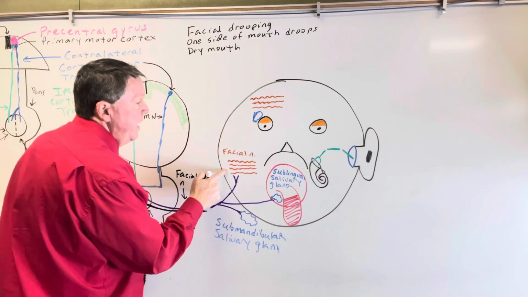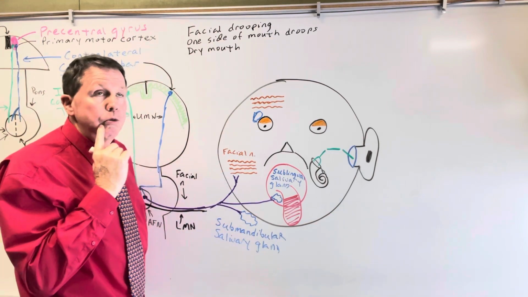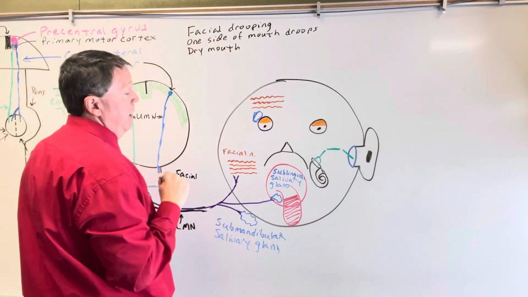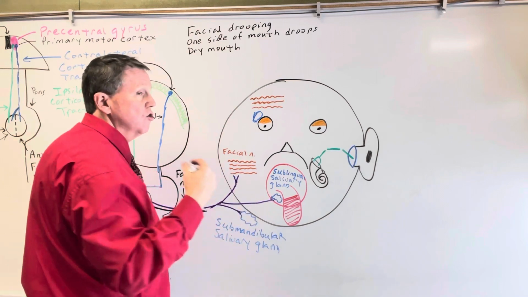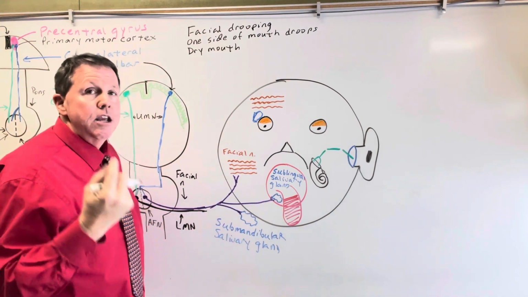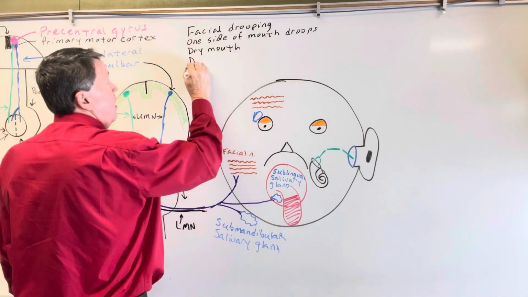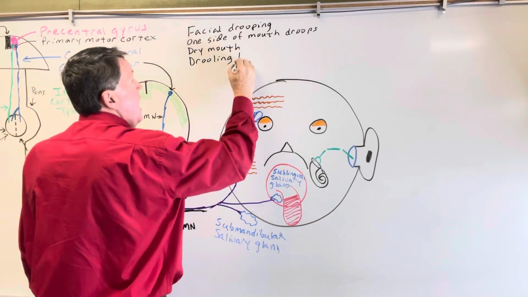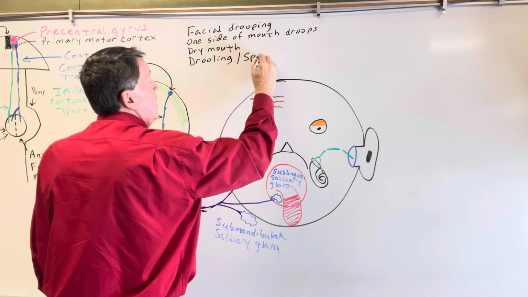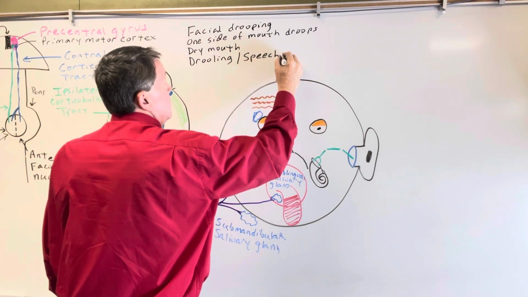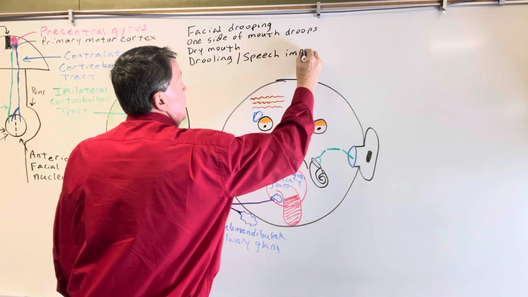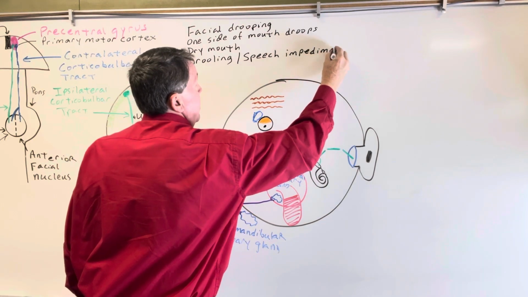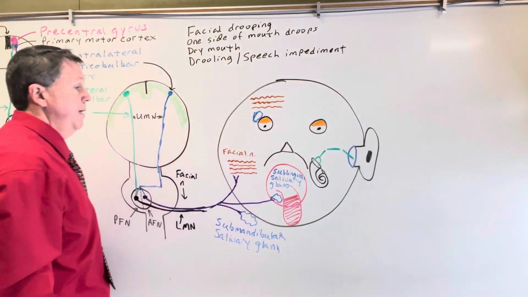So when this facial nerve is not working, a person's going to get drooping to one side of the mouth, like we said, right? And because they're still producing saliva, they may start drooling. So drooling may be a part of this too. And they also may have speech impediments. They may have difficulty speaking, right? So they may have a speech impediment.